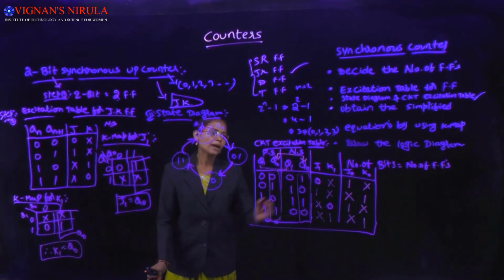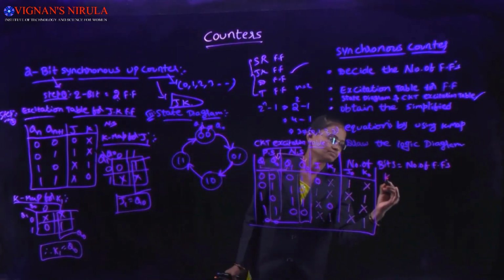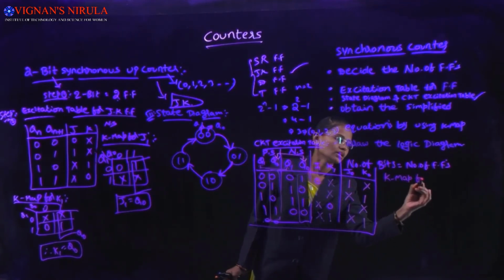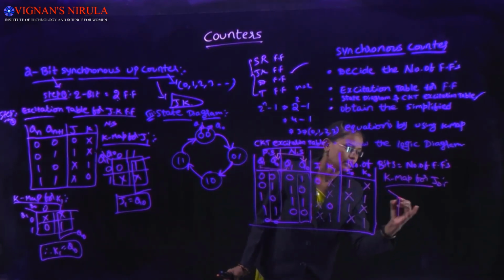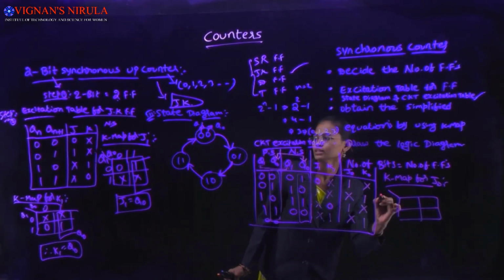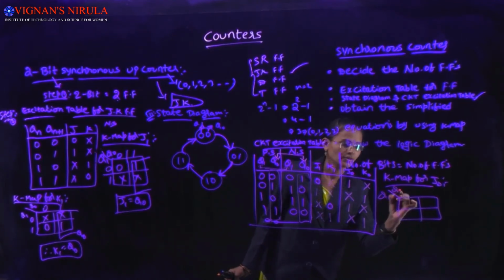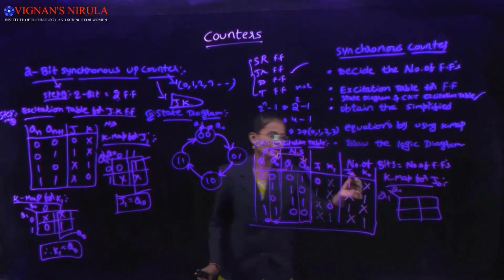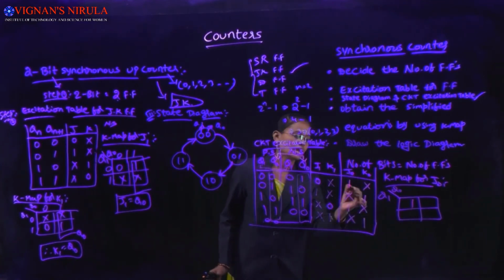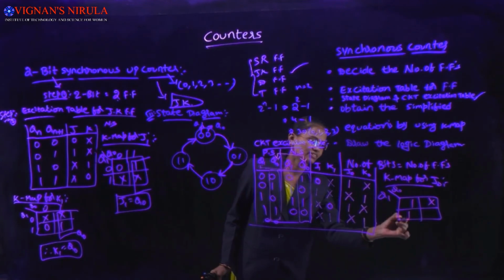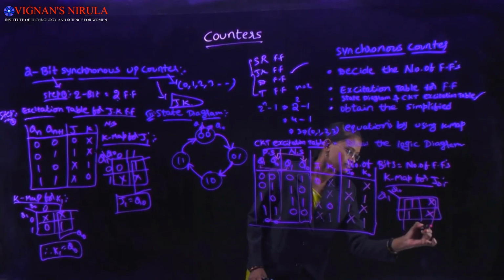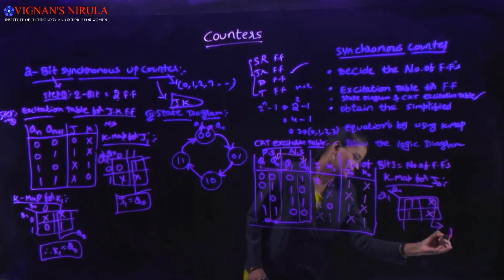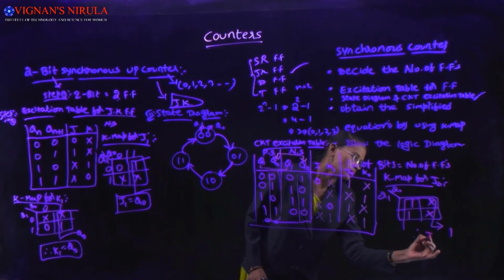And next, K-map for J0. Here also we draw the 4 cell K-map. This is Q1, Q0. In J0, the 0 cell is 1, the first cell is X, the second cell is 1, the third cell is X. Here the grouping is 4 cells. And this is 1. Okay, therefore J0 equal to 1.